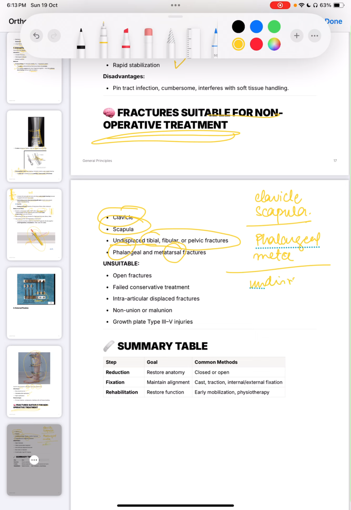So when the articular surfaces are still articulating with one another, then you should not use open operative techniques. So unsuitable are open fractures, of course, and then failed conservative treatment. Now you have to operate for intra-articular fractures, non-union or malunion, or type 3 to 5. Why? In Salter-Harris, because the growth plates are affected.